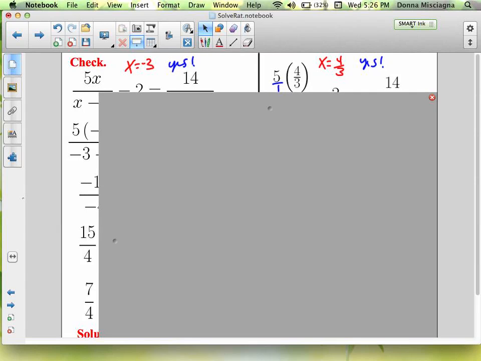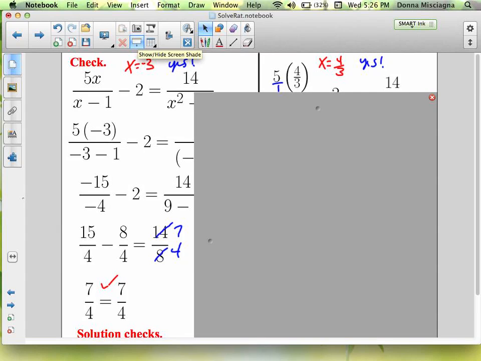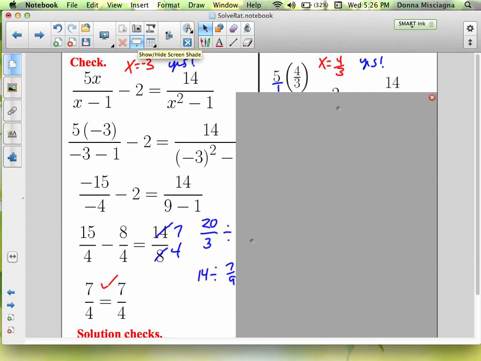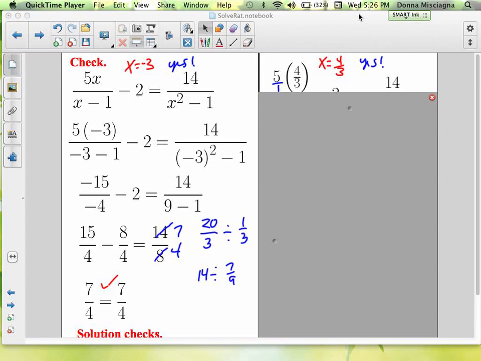All right, let's move this over. And if it is in your notes, it's got a check that's all typed up. All right, so x equals negative 3 was one, and the other one was 4/3, I think. If I move my recording box, the thing you can't see, yes, 4/3 was the other one.